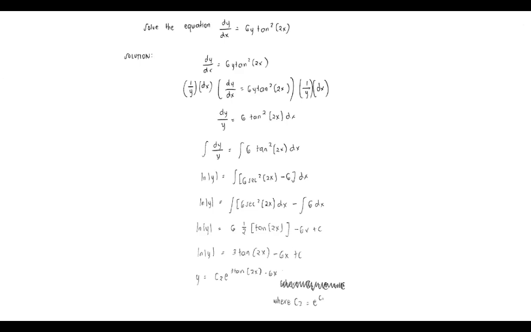Therefore, the answer is y equals c sub 2 times e raised to 3 tangent 2x minus 6x, where c sub 2 equals e raised to c sub 1. That's all. Thank you.